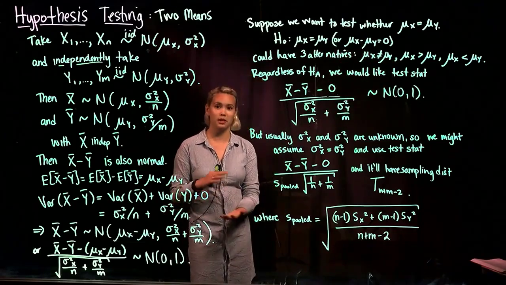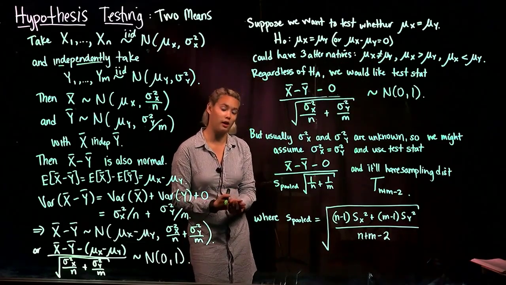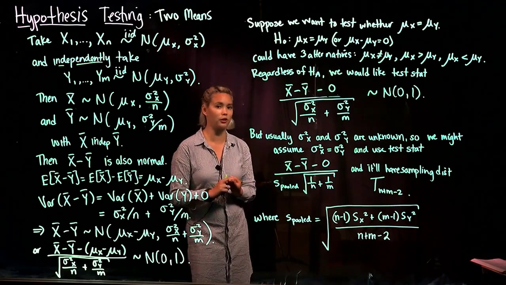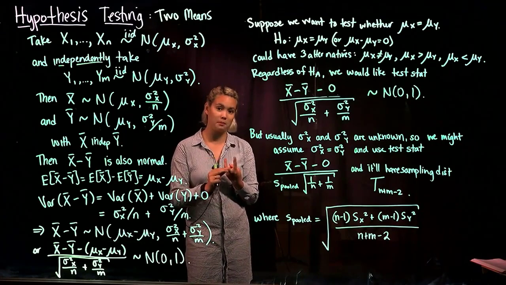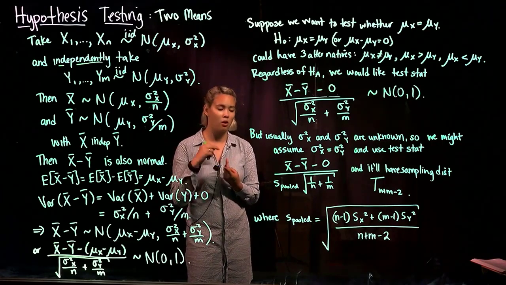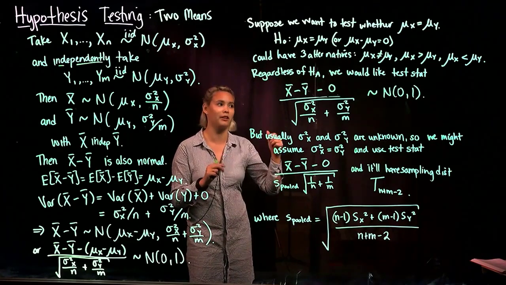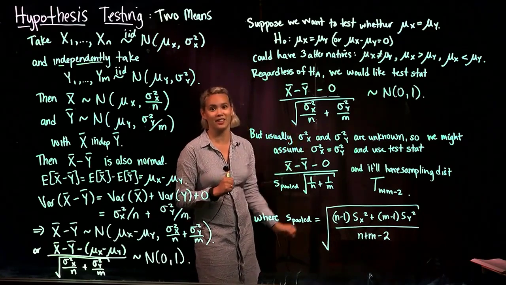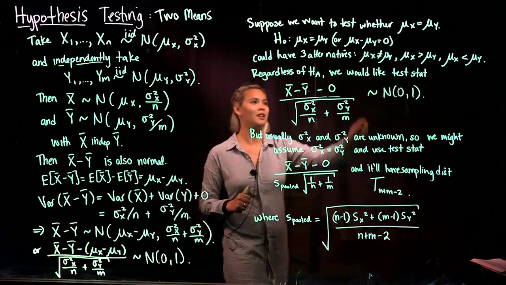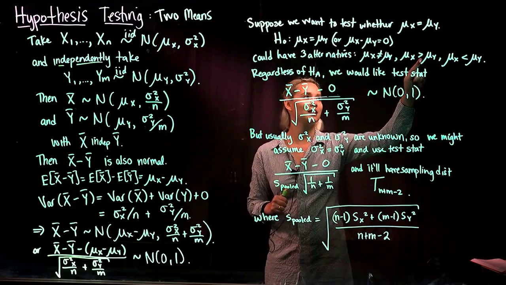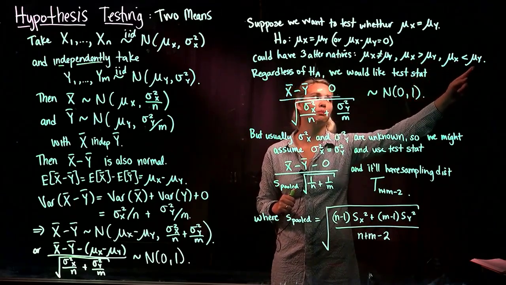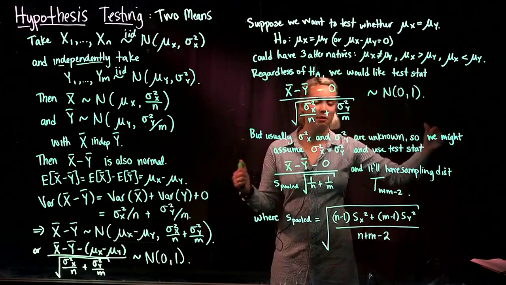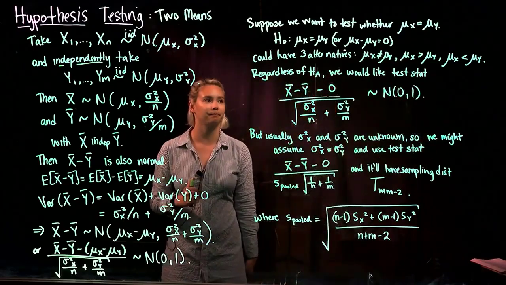And of course, we need to specify our alternative as well. And we know that we could have three different alternatives. We could have the two means are not equal. We could have one mean being greater than the other mean. Or we could have it the other way around. So the two means are not equal, mu x is greater than mu y, or mu x is less than mu y. So choose one of these to be our alternative hypothesis.